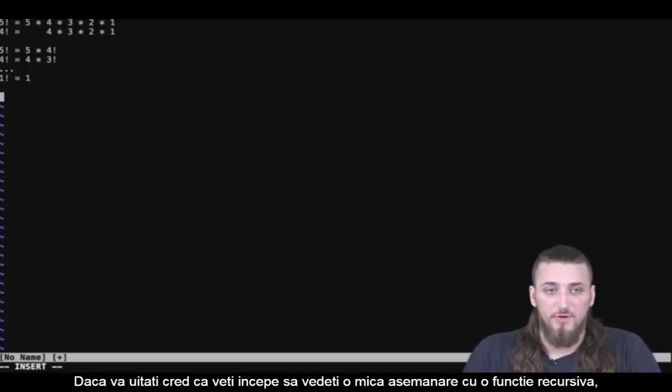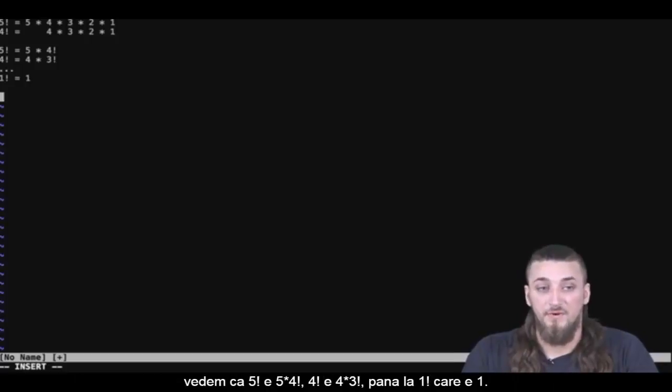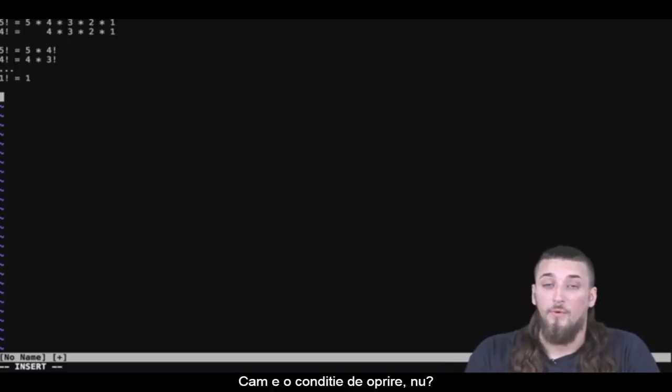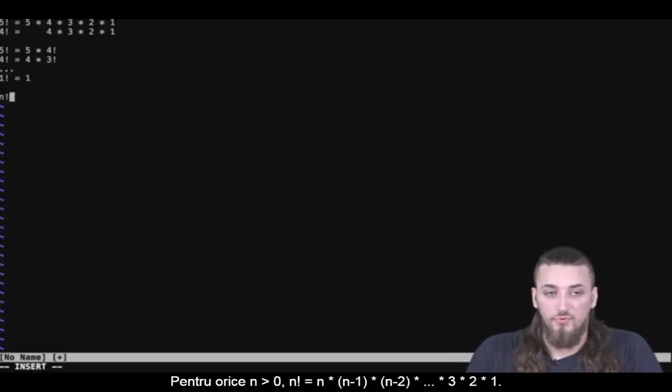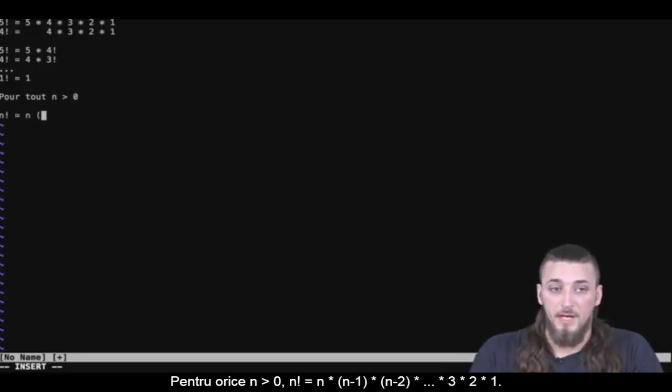Notice the resemblance with recursion. We can see that 5 factorial equals 5 times 4 factorial, 4 factorial equals 4 times 3 factorial, all the way to 1 factorial equals 1, which is kind of a stopping condition. Just in case it's not clear enough yet, let's say that for n being greater than 0, n factorial equals n times (n minus 1) times (n minus 2), and you carry on, etc., until 3 times 2 times 1.